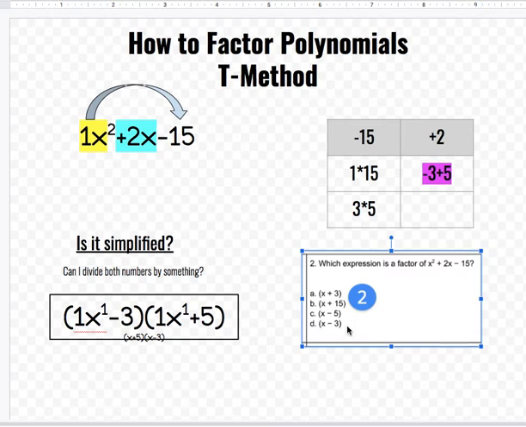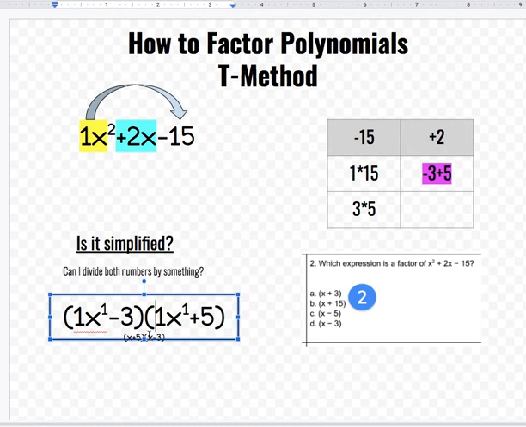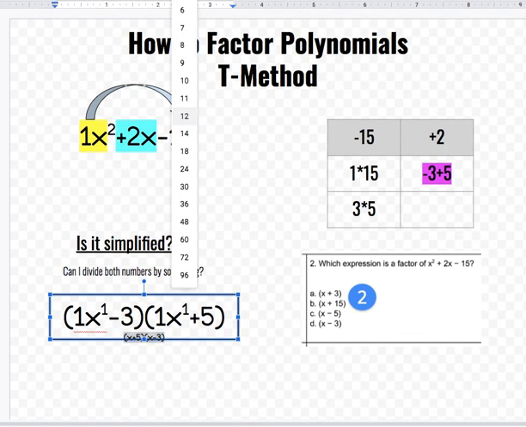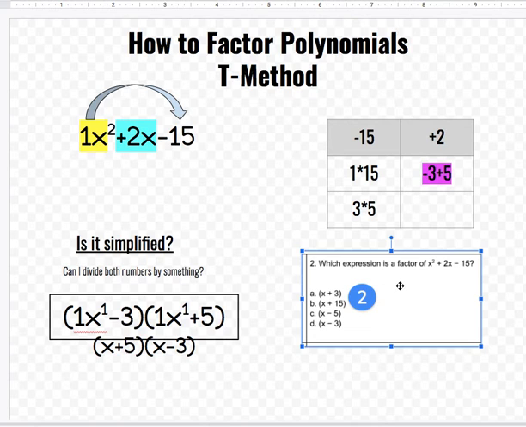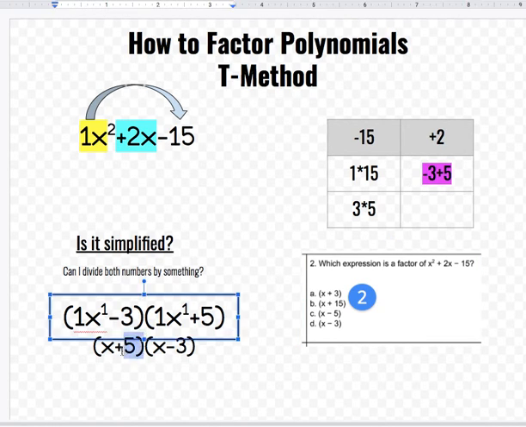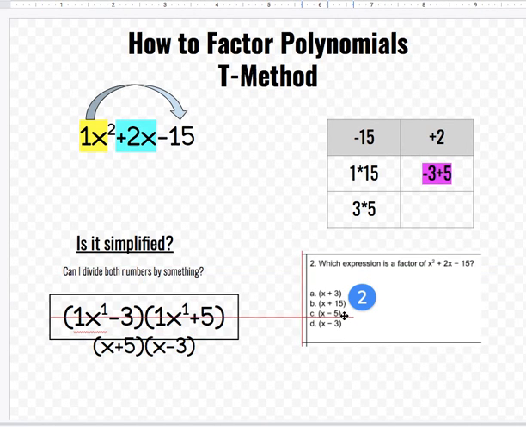So lastly, let's go back to question number 2 on assignment number 6. They're asking you which expression is a factor of the expression that we just factored. So we said that we got x plus 5 and x minus 3, right? Which of those is in these answer choices? Either the x plus 5 or the x minus 3. There's only one of those that's going to be in the answer. So the only one that I see there is the x minus 3. The other ones are not going to be your answers. So your answer should be D.